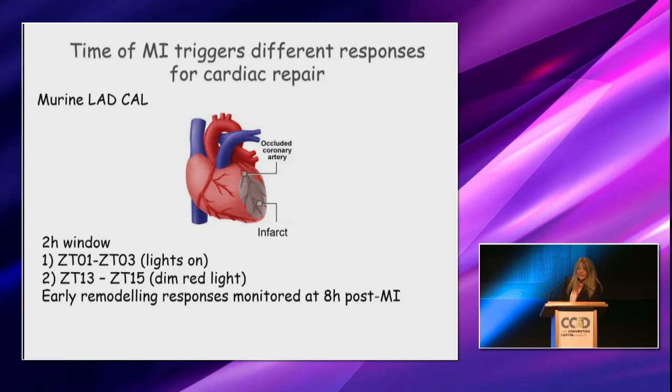We used a classic murine left anterior descending coronary artery ligation model. Essentially, we use a tie and occlude the coronary artery to produce the area of infarct. These are done in a 2-hour time window, either in the first couple of hours after lights on, or the first couple of hours after lights off, in order to prevent confounding circadian effects. In lights off, we do most of the work under dim red light so we don't challenge the animals with light. And then the early remodeling responses are looked at 8 hours later.